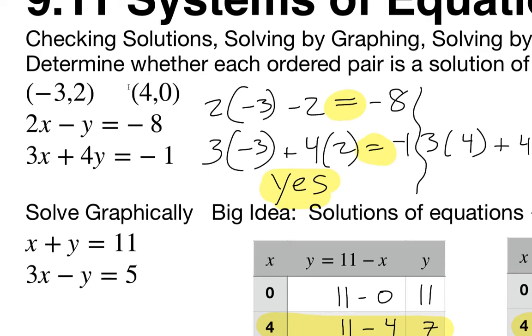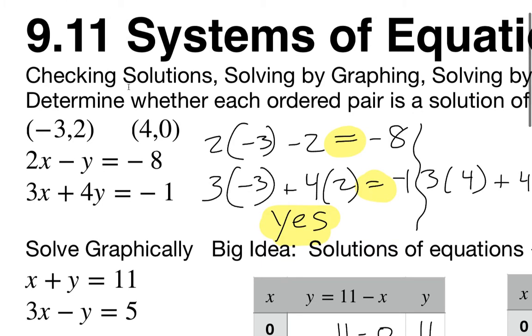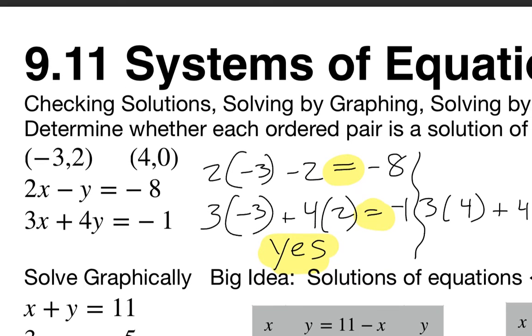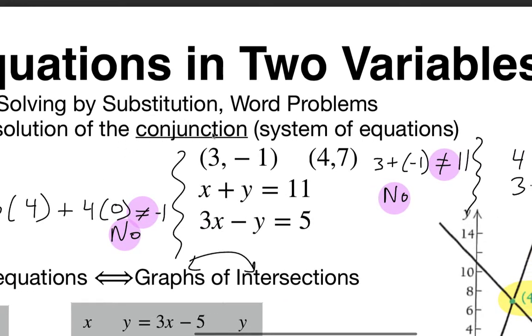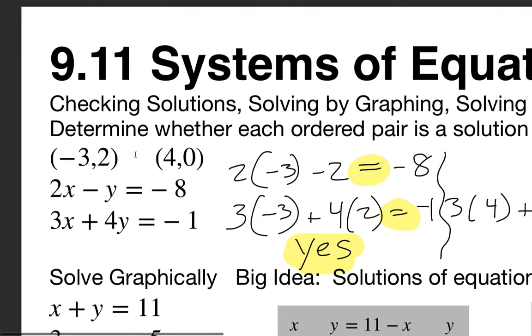If it's not, then feel free to email me with any questions you might have, but let's just go through it. So a system of equations is when you consider two equations together at the same time. This book will sometimes call it a conjunction, but usually it's called a system of equations.